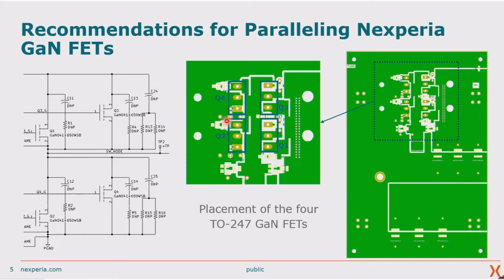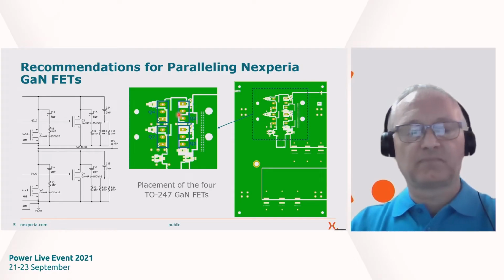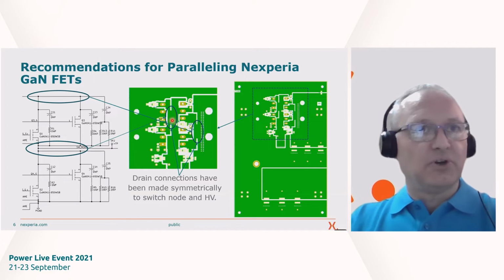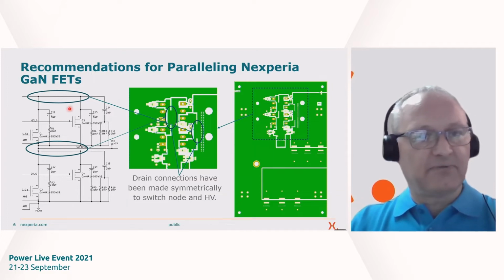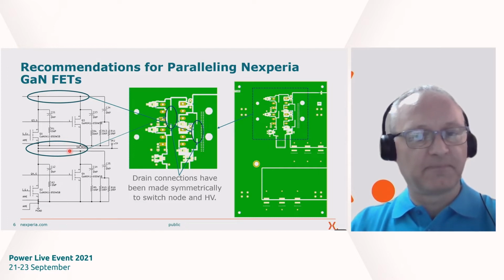The devices on the left side, identified as Q2 and Q4, are the low side devices, and the devices on the right-hand side, identified as Q1 and Q3, are the high-side devices. So the image on the left, I've highlighted the nodes of interest, and the top one being the high voltage connection, and this one here being the switch node.